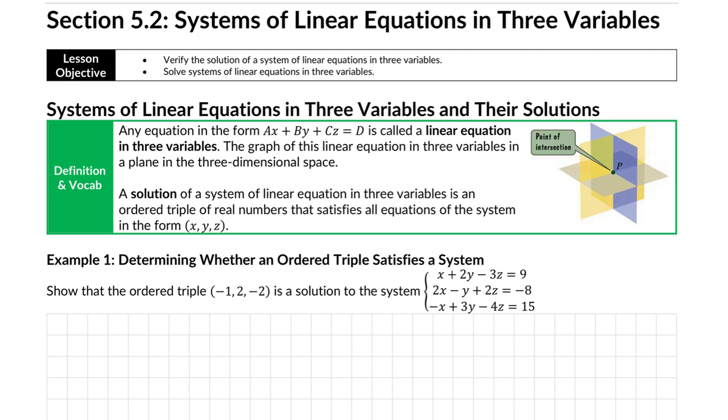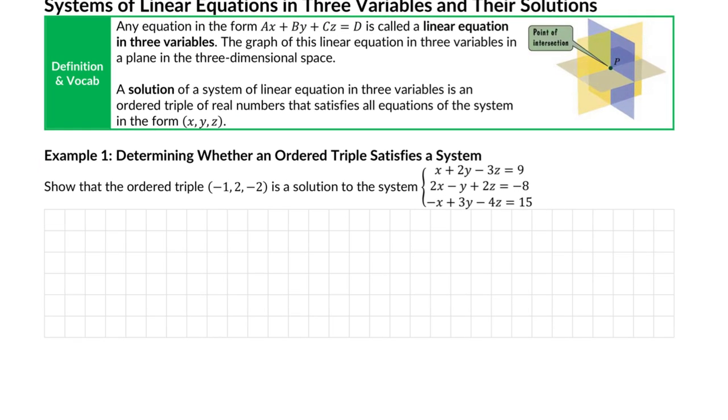So what we're going to do on just this problem right here is take the ordered triple (-1, 2, -2) as the x, the y, and the z. And we're going to plug them into the system of equations we were given to just verify that it's a solution. I'm giving you ways to check your work here.